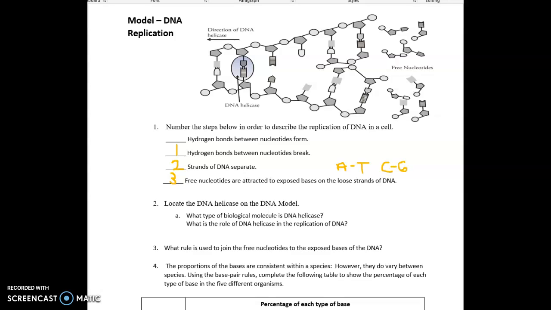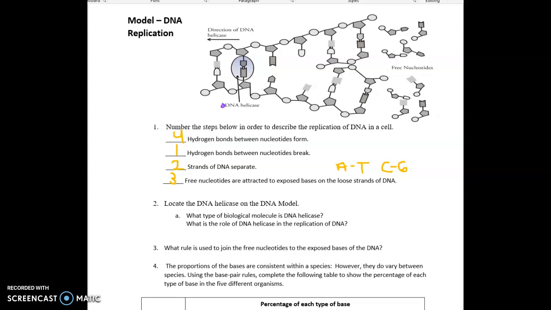You get the idea. All right, A's with T and C's with G. Okay, so once those nucleotides are attracted and they're next to it, they are ready to bond and create new strands. So this would be number 4. Hydrogen bonds between nucleotides form. All right, so locate the DNA helicase on the DNA model. What we know here is our DNA helicase. Oh, let's do a new color, a little purple pride. All right, so there's our DNA helicase.